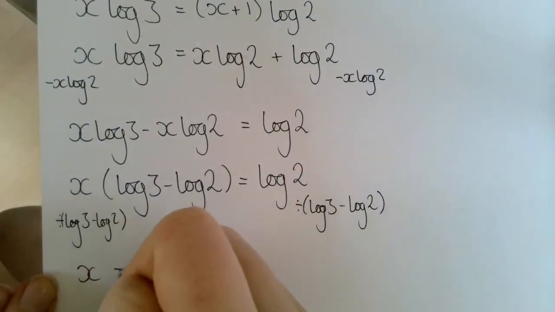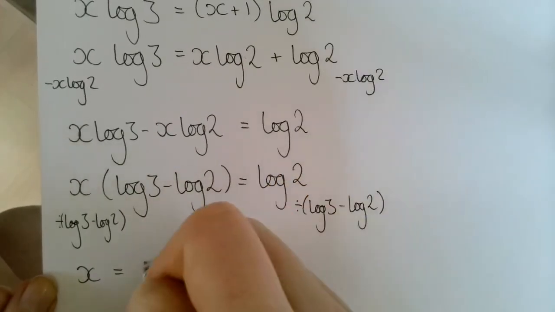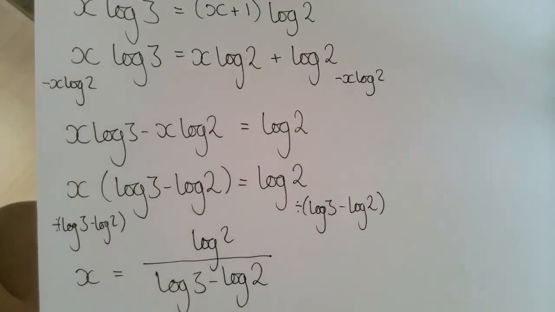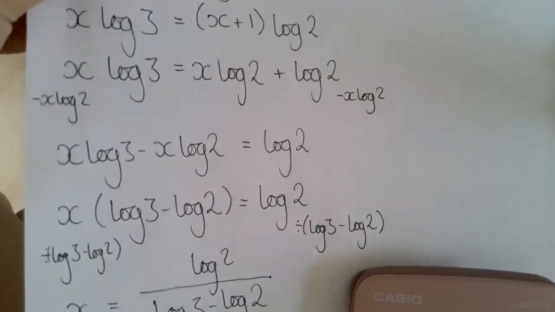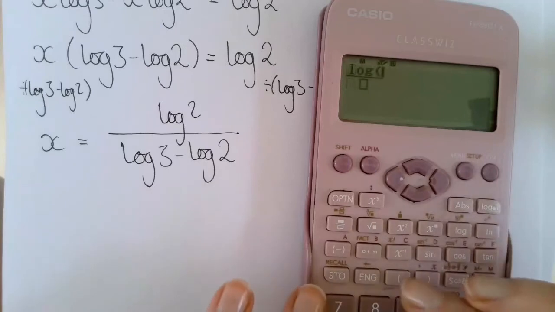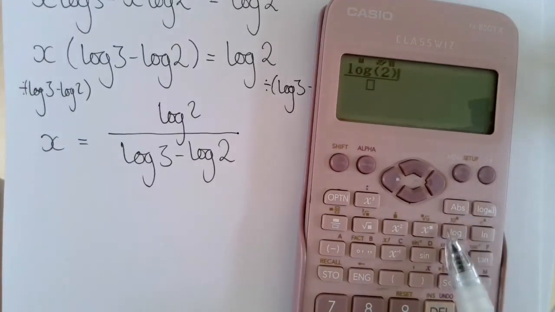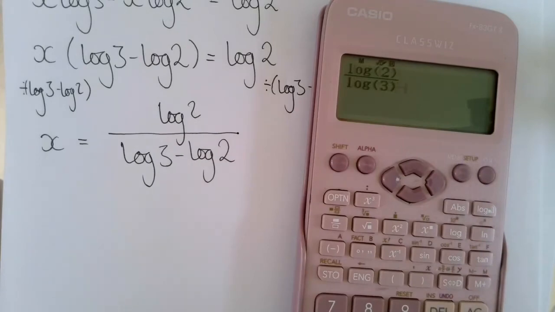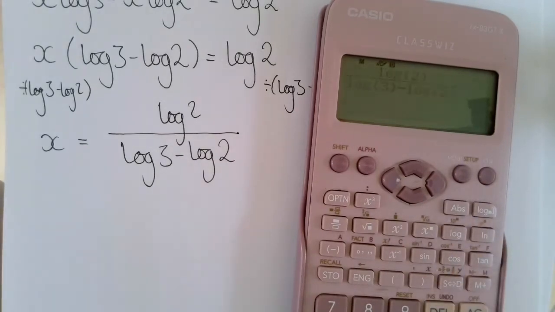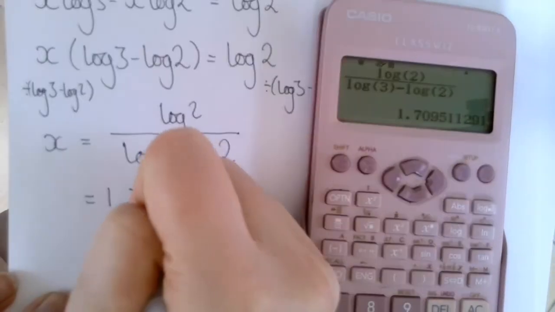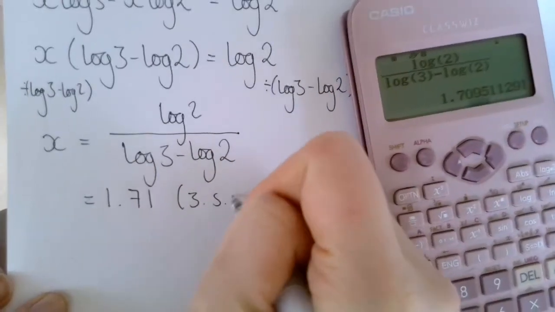So x is equal to log 2 divided by log 3 subtract log 2, which I can then just type into my calculator. So I've got a fraction with a numerator of log 2. We're using that log button here, which means log base 10. And then we've got log 3 subtract log 2. And I get an answer of 1.71 to 3 significant figures.